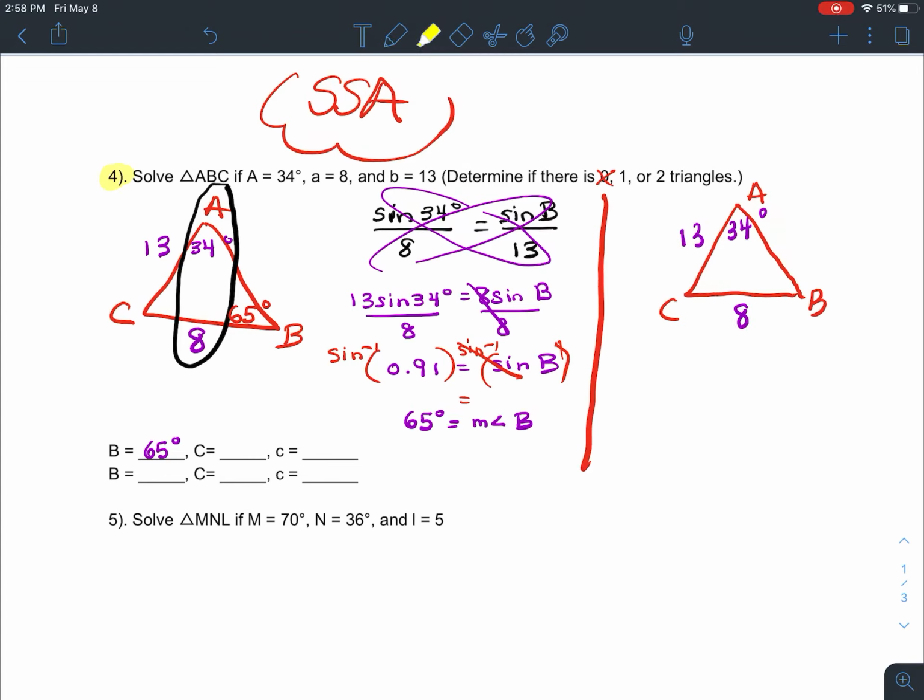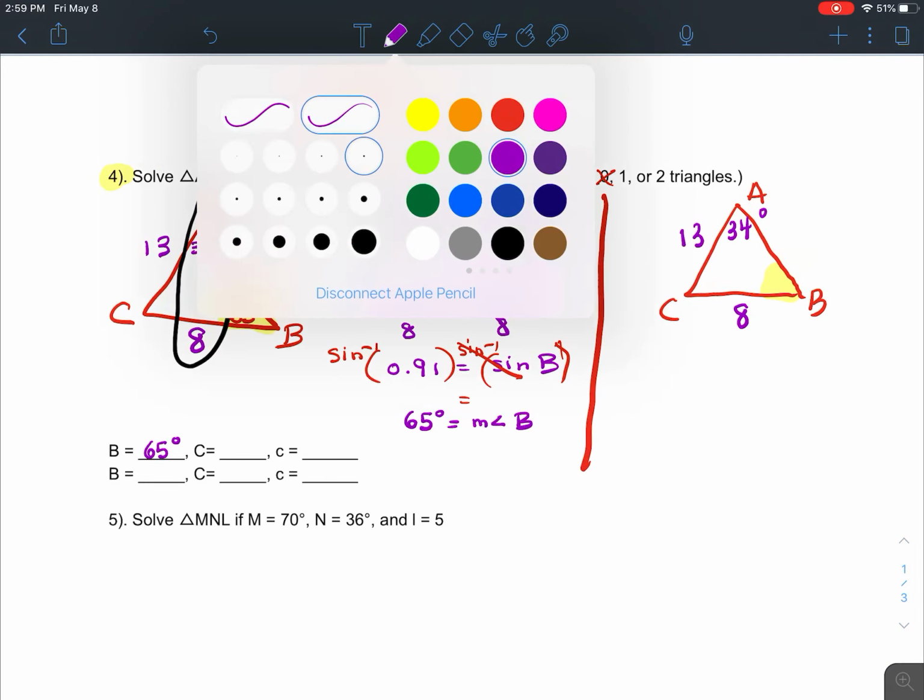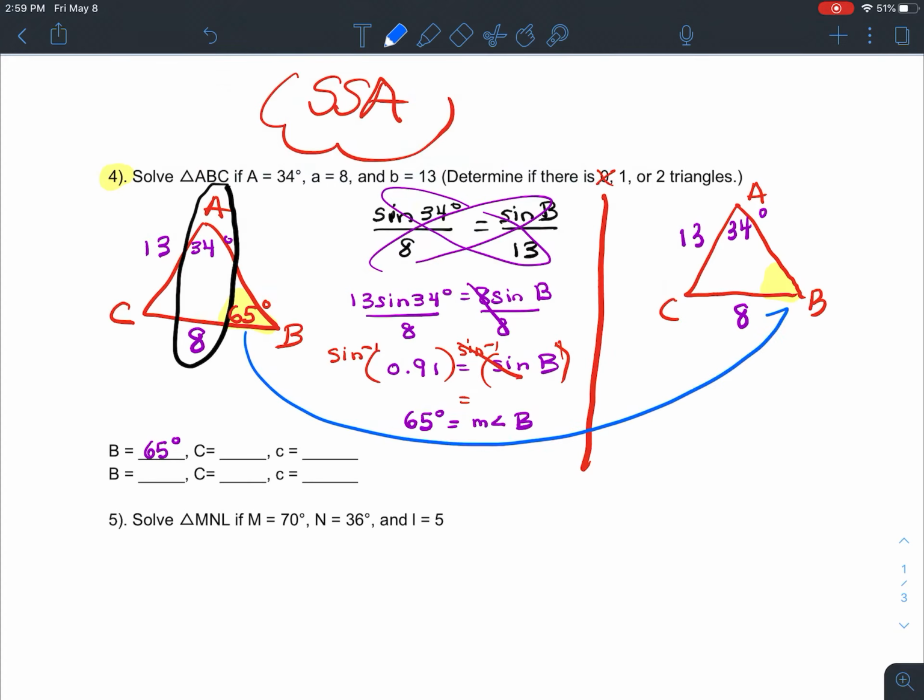Okay, but, and I'm going to highlight this, the angle you got here as 65 degrees for angle B, if there is a second triangle, that angle is always going to be 180 minus the angle you first found. I'm going to write down here, we call that supplementary to the first angle. So an angle that would be supplementary to 65 is 115. So I'm going to go ahead and fill 115 in here.